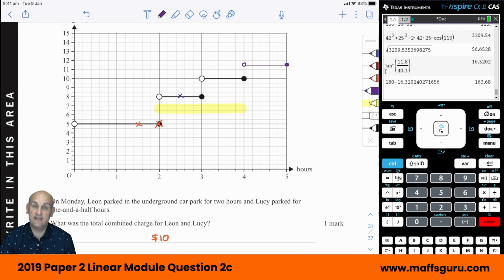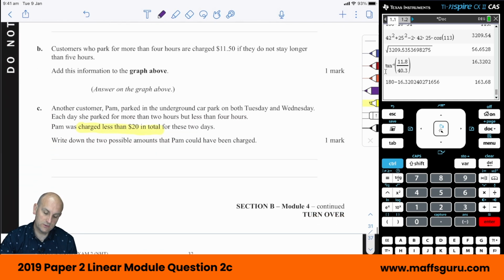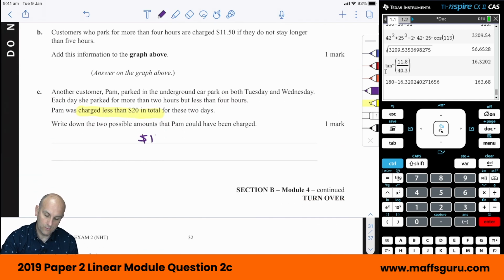She could have had both days at $8, so that would have been $16. Or she could have had one of the days at $8 and one of the days at $10, which would give me $18. Bearing in mind, because it said less than $20, she can't be in there both for the 2 days. She can't be both $10 a day, because it has to be less than 20. So my two amounts in that situation would be $16 and $18.